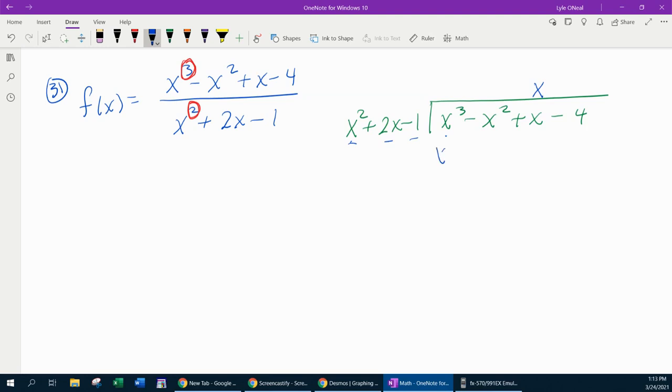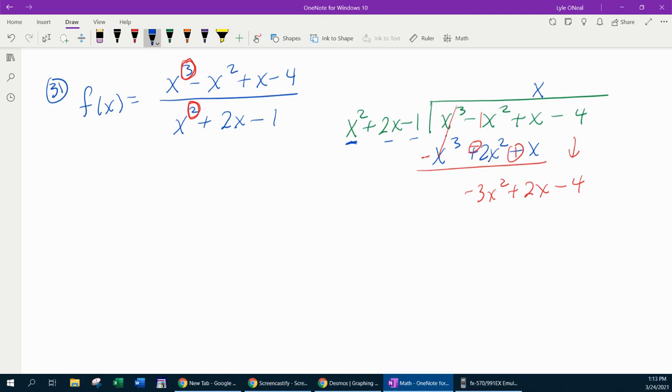X times x squared is x to the third. X times 2x, that's a plus 2x squared. X times negative 1 is negative x. Then draw the line, change the signs, and then combine. Cancel. Negative 1 and negative 2, that's a negative 3x squared. X plus x is a plus 2x. And the minus 4 comes down. And then we rinse and repeat.